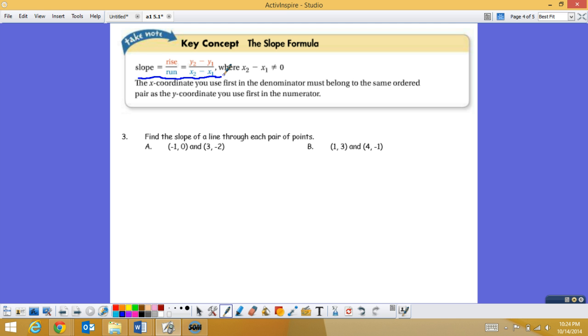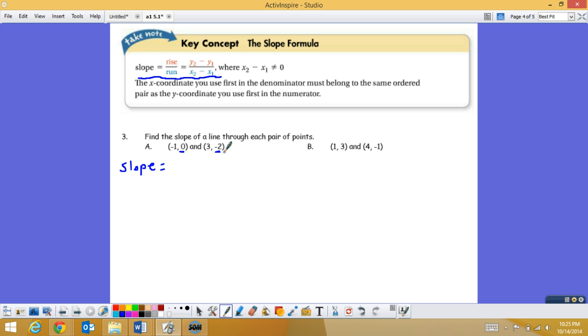So the slope of this line through these 2 points, we're going to subtract the 2 y coordinates on top and the x coordinates on the bottom. And in any ordered pair, the y coordinate comes second. So the 2 y coordinates in this pair are 0 and -2.